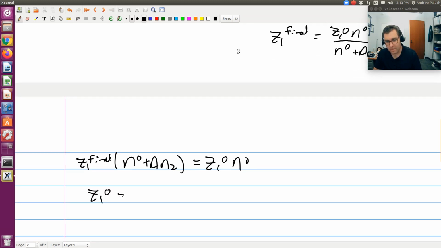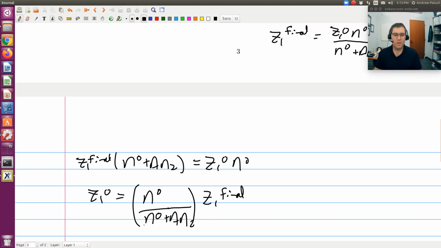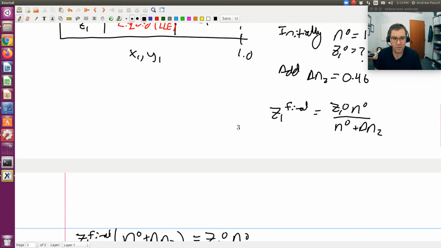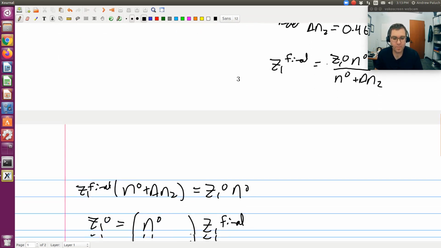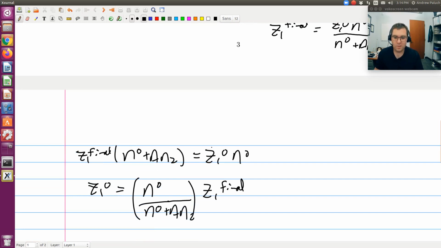So Z1 naught is equal to N naught divided by N naught plus delta N2, times Z1 final. It should make sense: this term is going to be less than 1, since delta N2 is positive. In fact, you could calculate this as 1 divided by 1.46, because that's 1 and that's 0.46. And Z1 final is going to be 0.48. So this is 0.48.